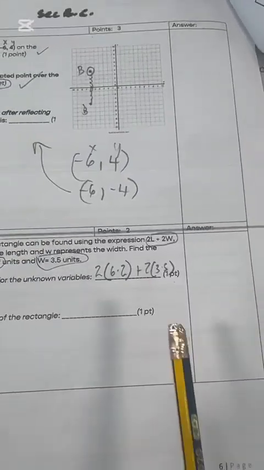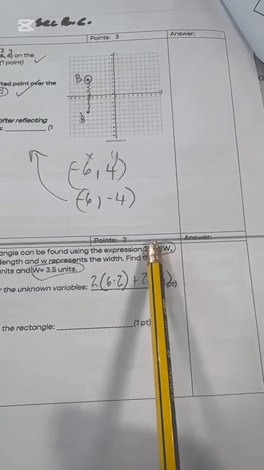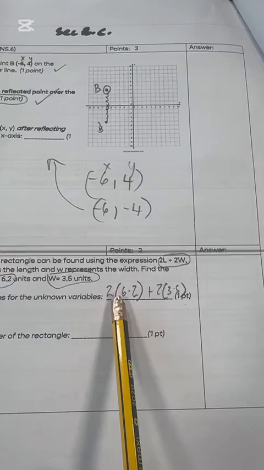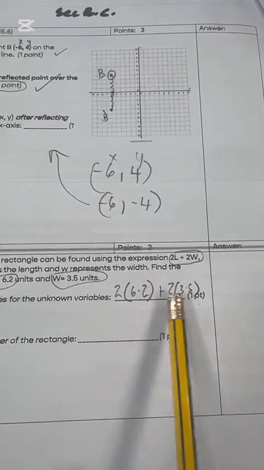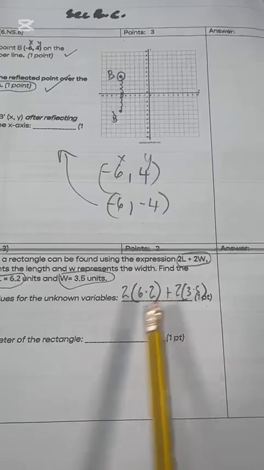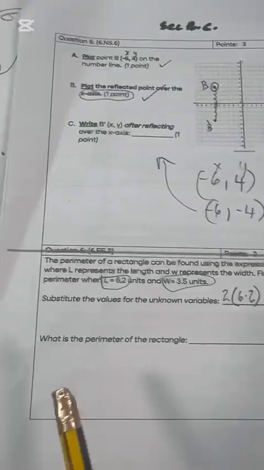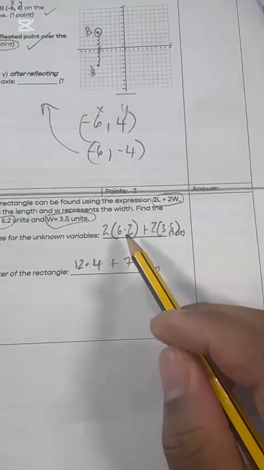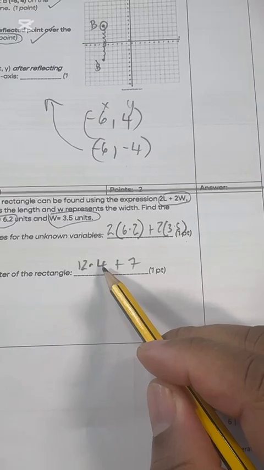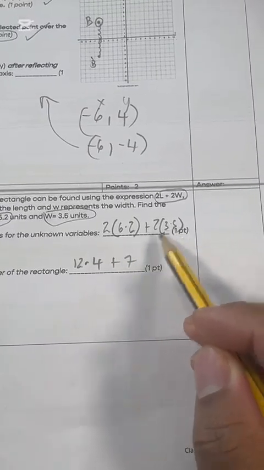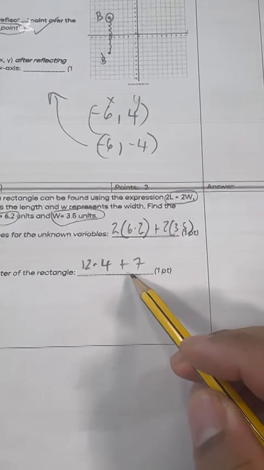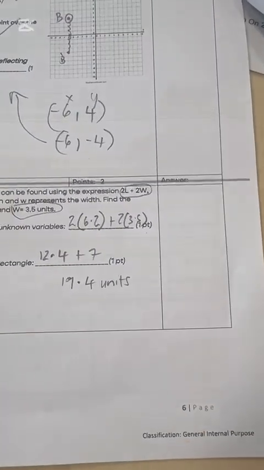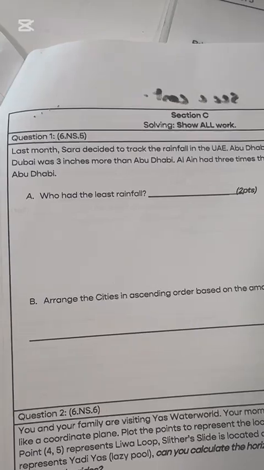So this is what it will look like. You write 2 times the L, which is 6.2, and then 2 times the W, which is 3.5. That's it, simple, don't solve it yet. After multiplying 2 times 6.2, you'll get 12.4, and then 2 times 3.5, you'll get 7. Then you add that, you'll get 19.4. So there it is, 19.4 units. Now we move on to section C.